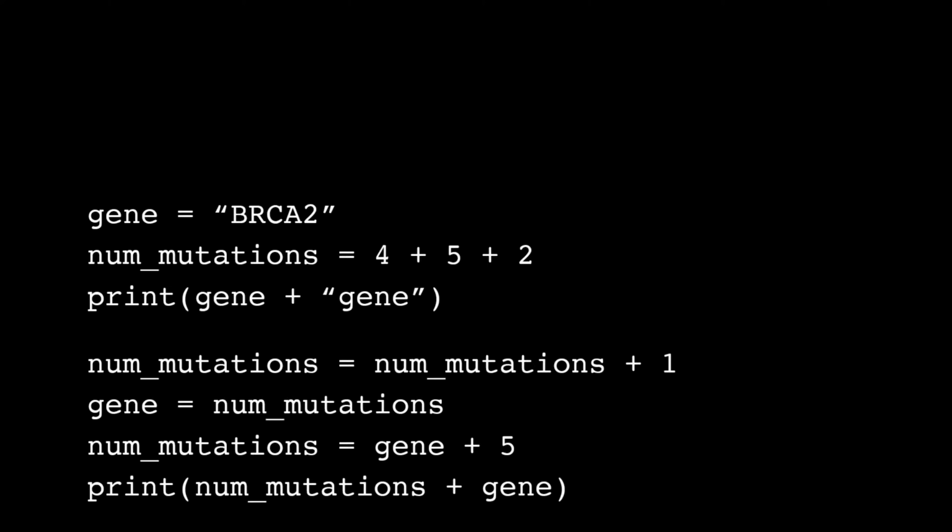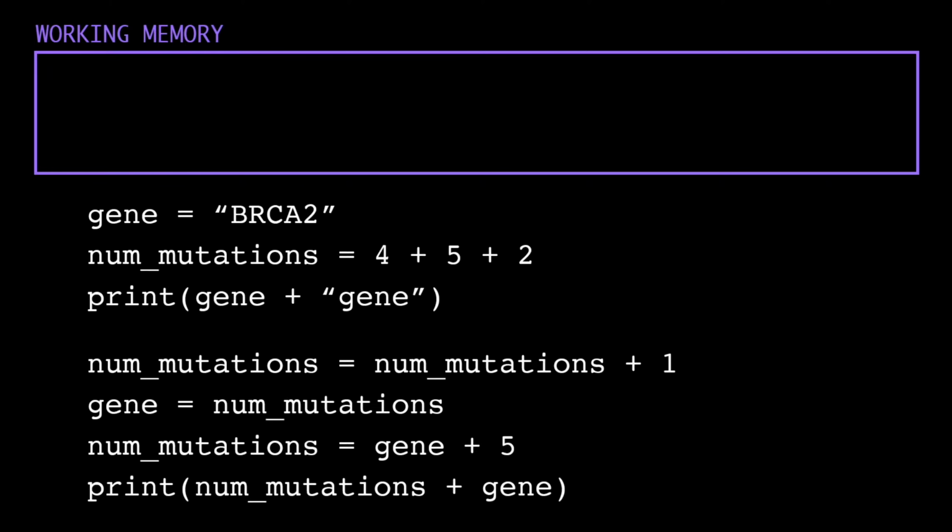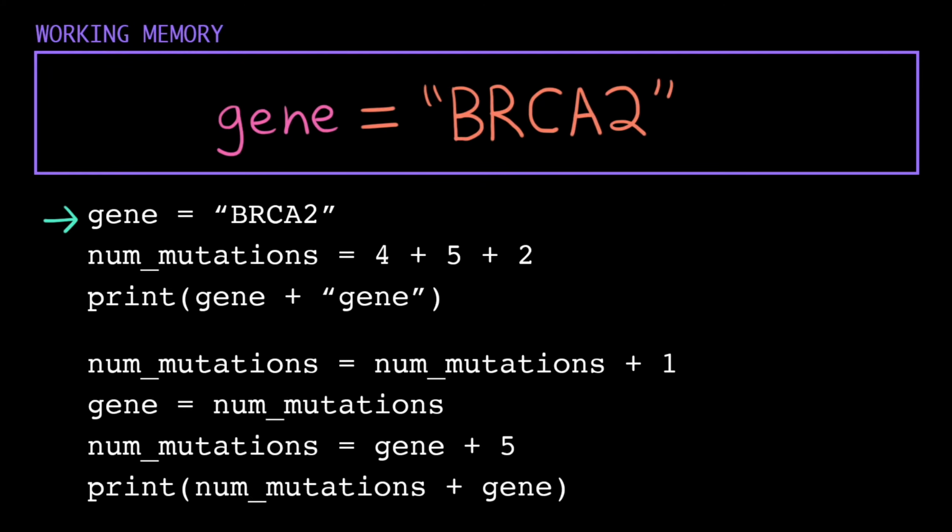What happens when you assign, reassign, or access a variable in a program? Let's trace the execution of a program with variables to find out. When the program starts running, the computer loads the first instruction into its working memory.